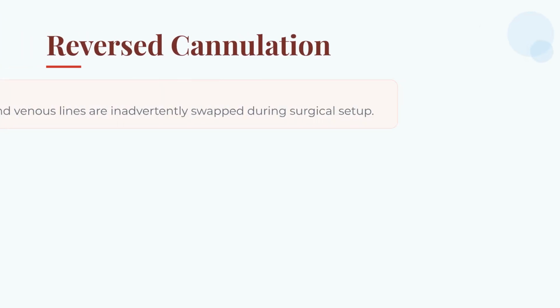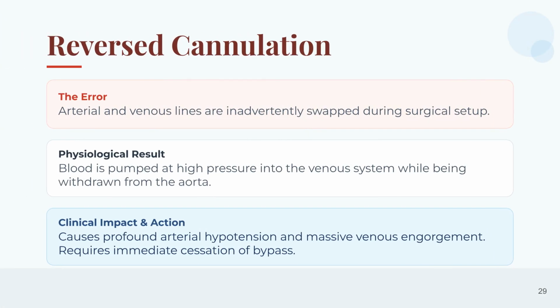Reverse cannulation is a life-threatening error where lines are swapped. This leads to systemic venous engorgement and arterial hypotension. The pump must be stopped immediately if this is suspected.